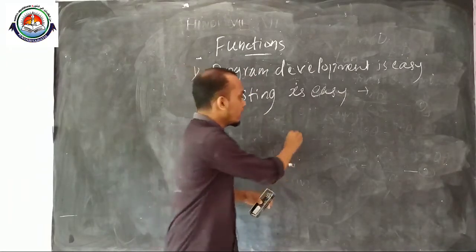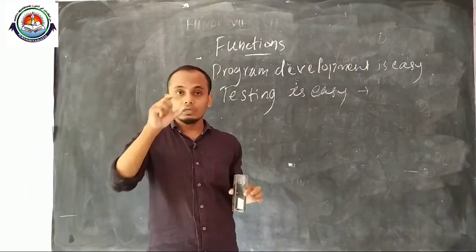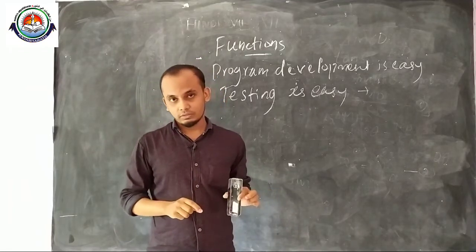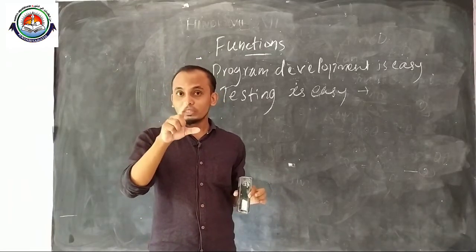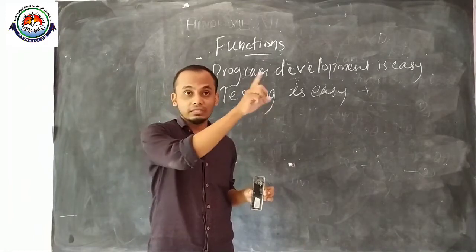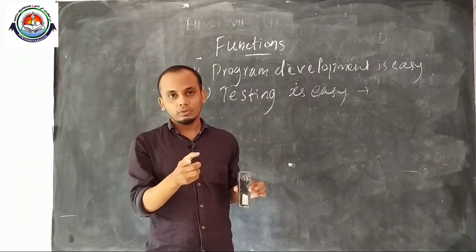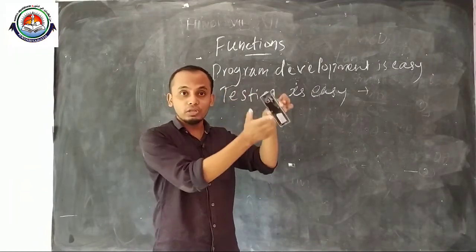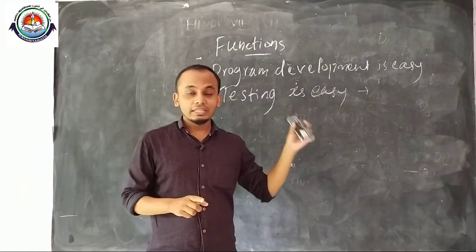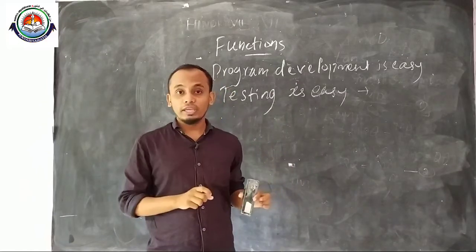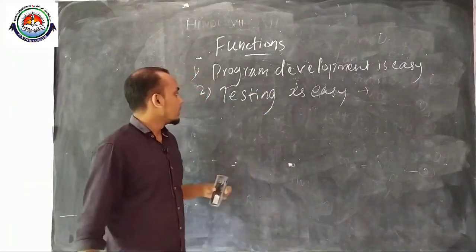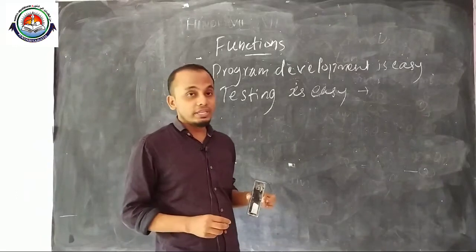Suppose a particular error is there in a function. After testing we can understand that the error is there. If that error occurs in that particular function, we can easily correct it. That's why we say we can easily locate that error and correct it. So testing is very easy.